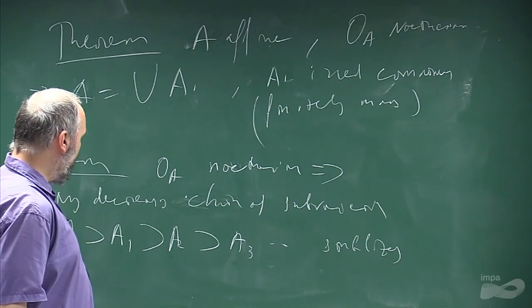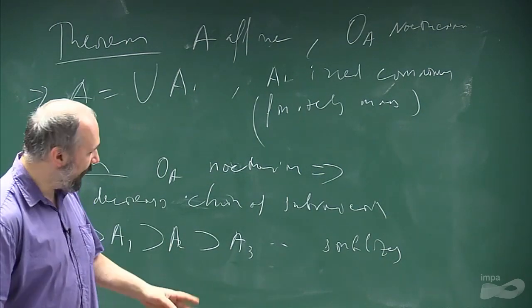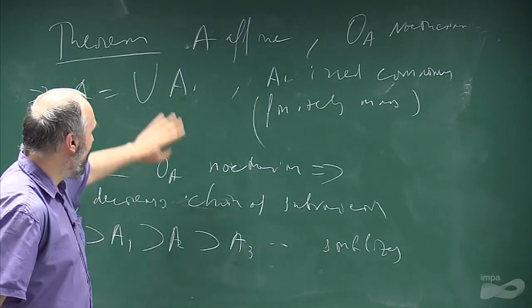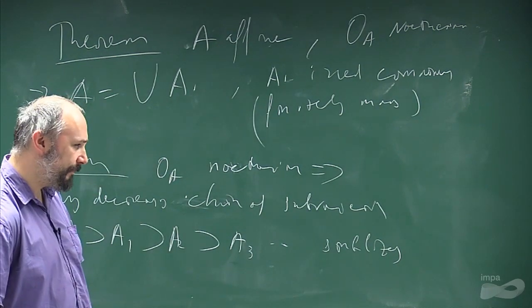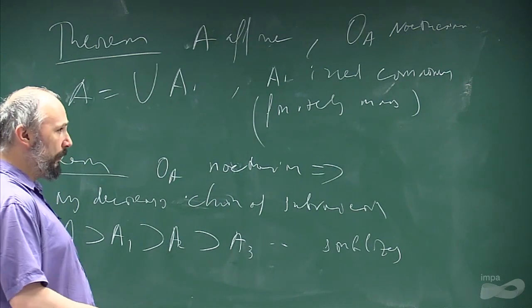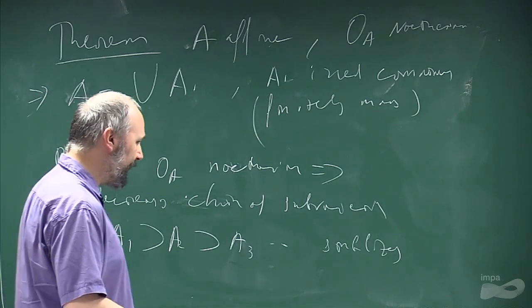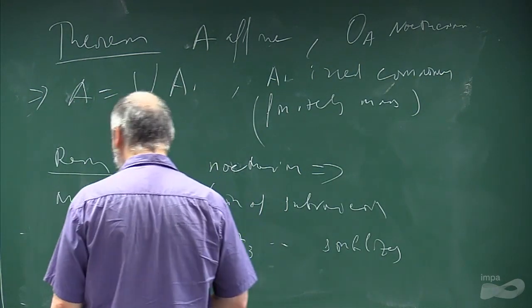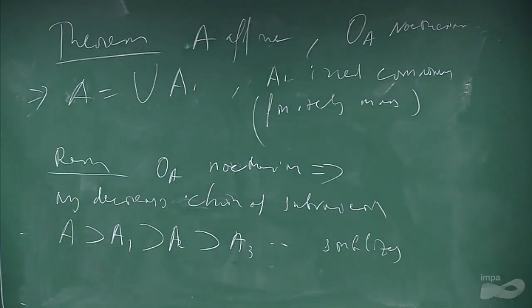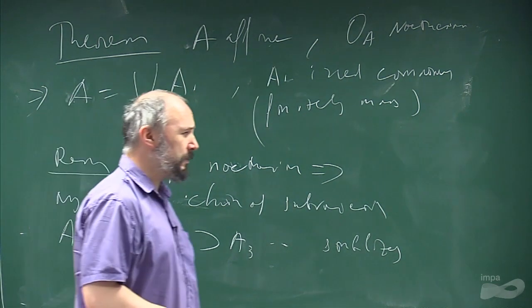So at least something is clear. It should already be indicative of how you prove this theorem. You just use proof by contradiction. Anyway, let me now prove this theorem. So step one is the existence of irreducible subvarieties.